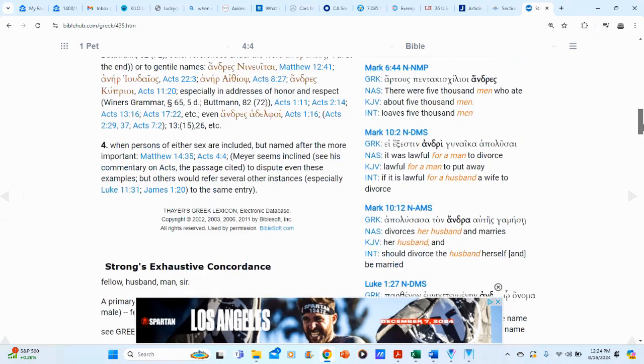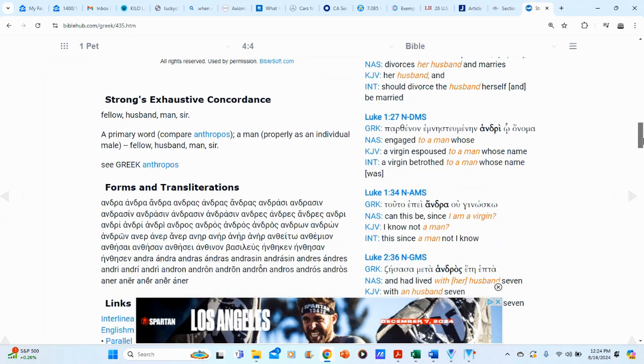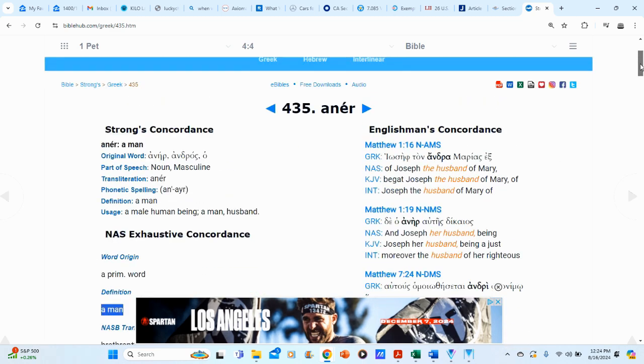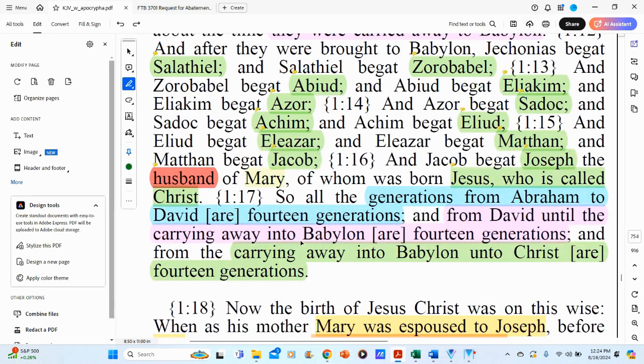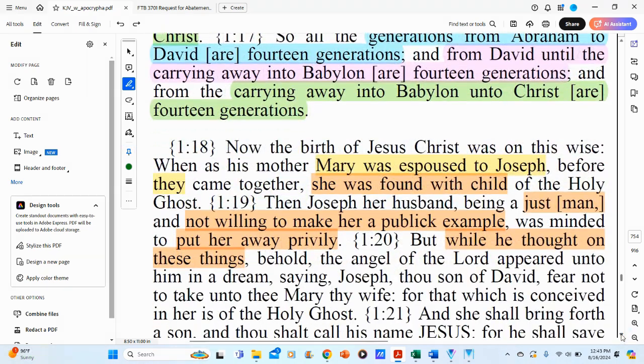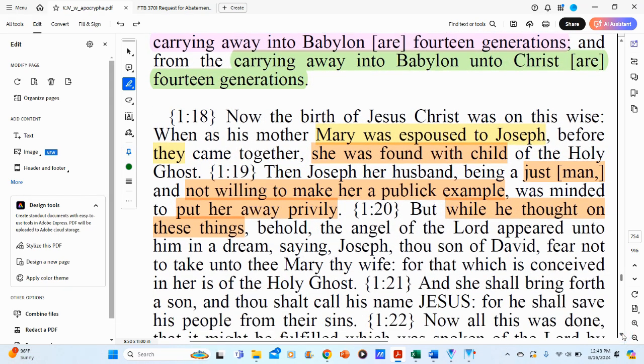And this is all of the different usages on the right, where it's a mix of man and husband. So which one is it? If it can be used either way, how is that the husband of Mary and it be 14 generations? It's physically impossible.